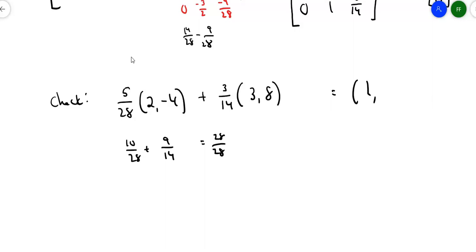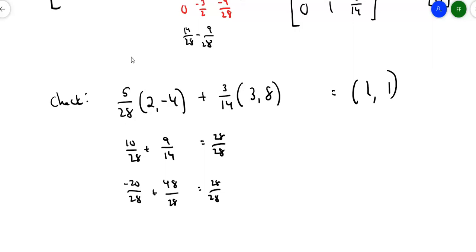Do it for the second one. -20/28. 24/14 is the same as 48/28. Add those together, and I really do get 1 again. All right, so it works out that if I multiply those coefficients that we found times the vectors in the basis, I really do get that vector that was on the other side, that vector we were calling x.